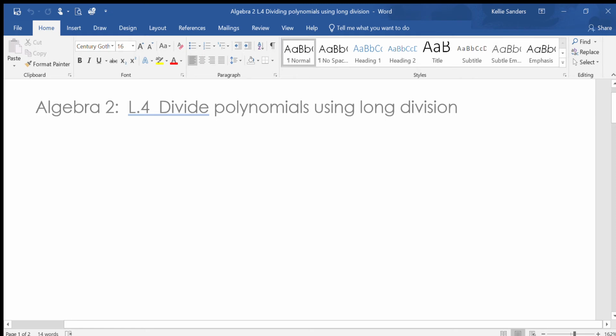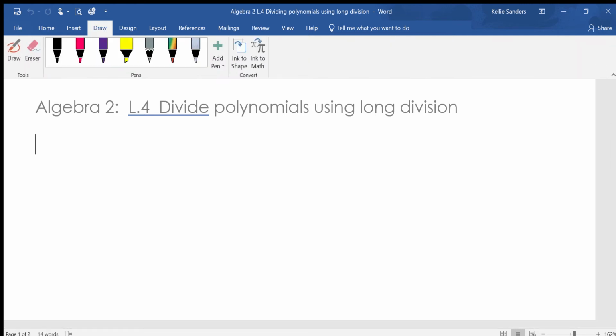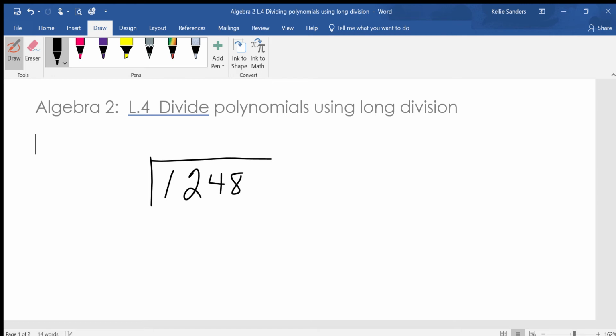L4 divide polynomials using long division. Think back to 5th, 6th grade, when you learned how to do long division. Let's make something up: 1,248, and let's divide by 5.